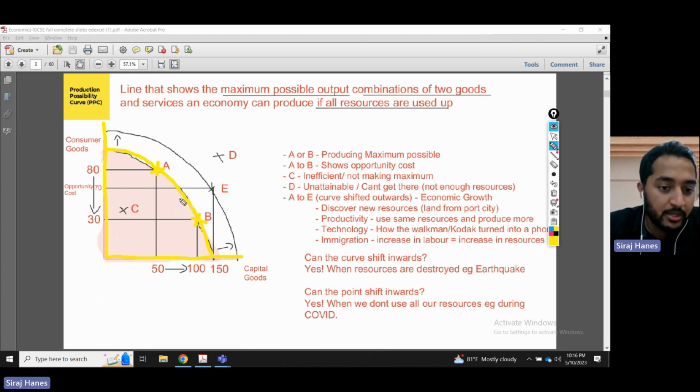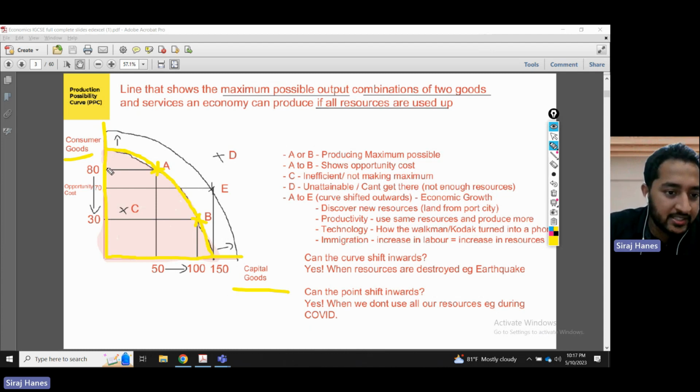Now, remember, this is a combination of goods. This definition says the line that shows the maximum possible output combinations of two goods and services an economy can produce if all resources are used up. So we're looking at consumer goods and capital goods. Now, mind you, you can shift this to anything you want, cheese and pizza, or whatever you want to include there, it doesn't matter. But I've picked consumer goods and capital goods.